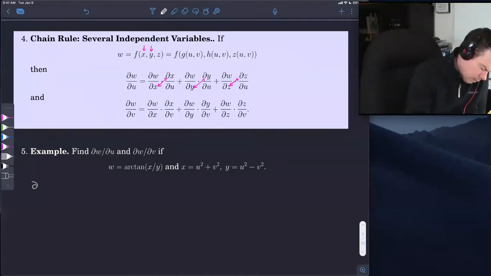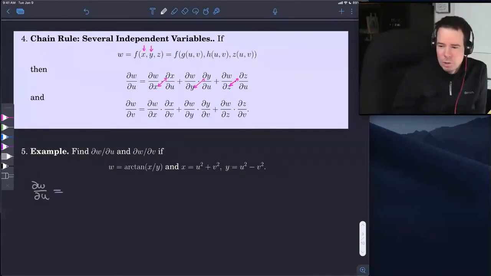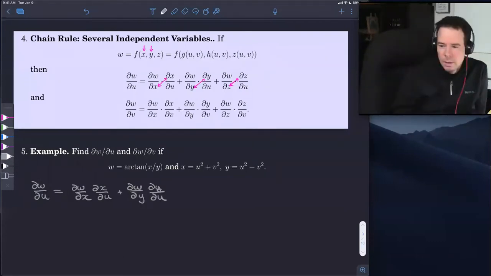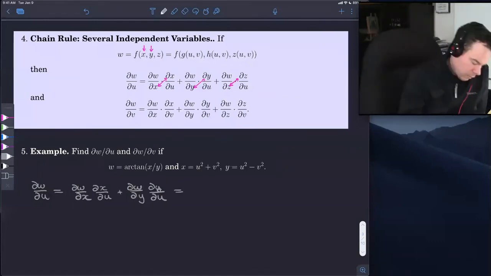So let's go ahead and look at this example. We want to find dw du. In this case, w is a function of two variables, u and v, so that's why I'm using the del notation here. So dw du, what is that? That's dw dx, because that's one of the variables w is written in terms of, dx du, plus dw dy, dy du. And those are the derivatives we're going to have to compute and piece together to get the final derivative.